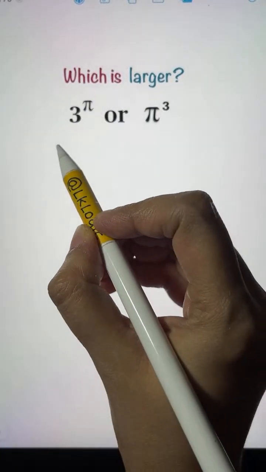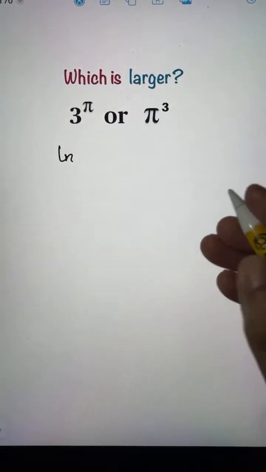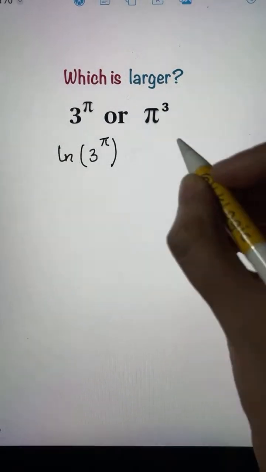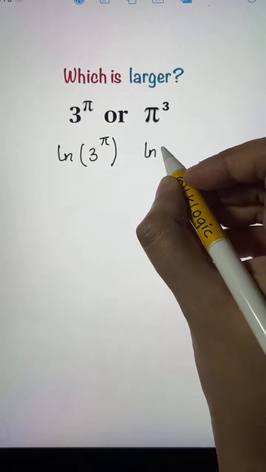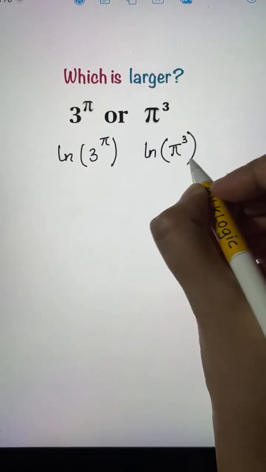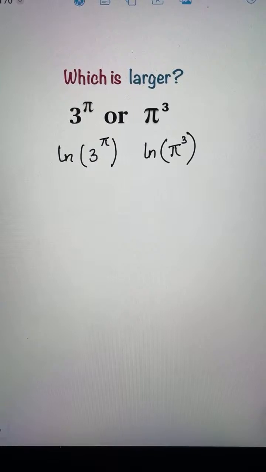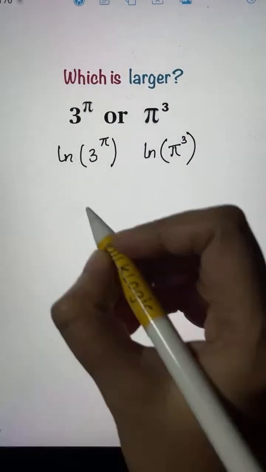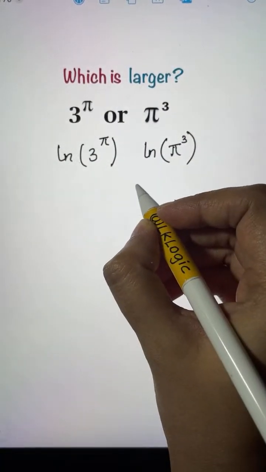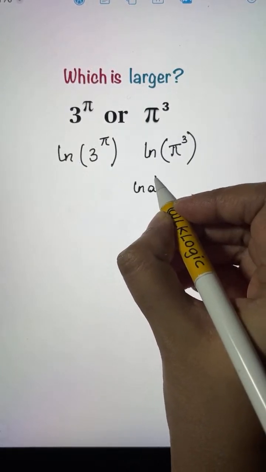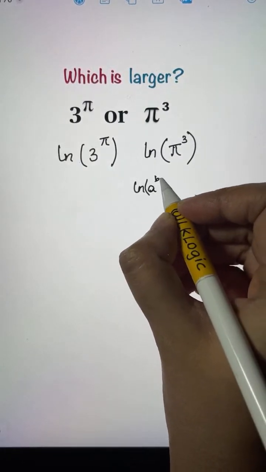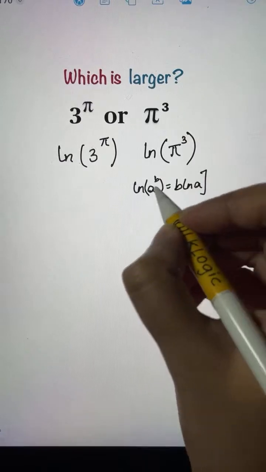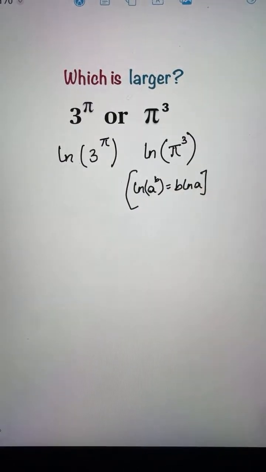What will it be? Here it will be natural log of 3 to the power of pi, and here it will be natural log of pi to the power of 3, pi cube. Now if you know the formula, natural log of a to the power of b is equal to b natural log of a. So we know this formula, we're going to apply it here.